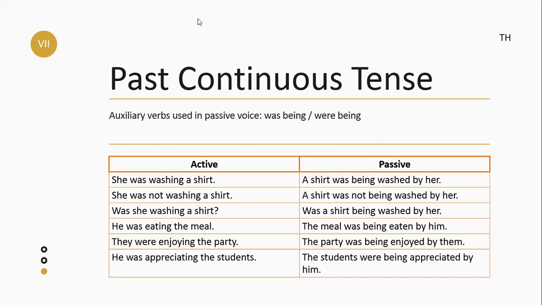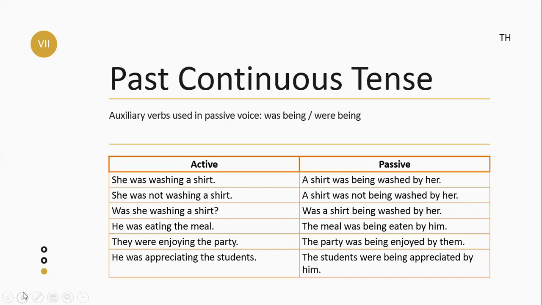Then let's look at the example here with a plural subject. They were enjoying the party. The party was being enjoyed by them. Okay, right.